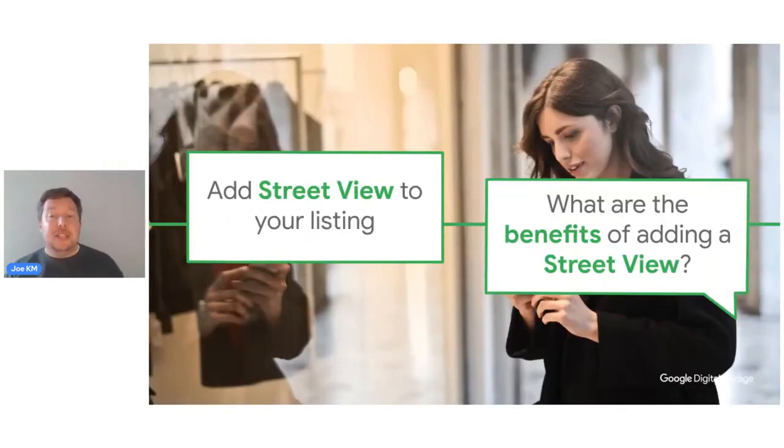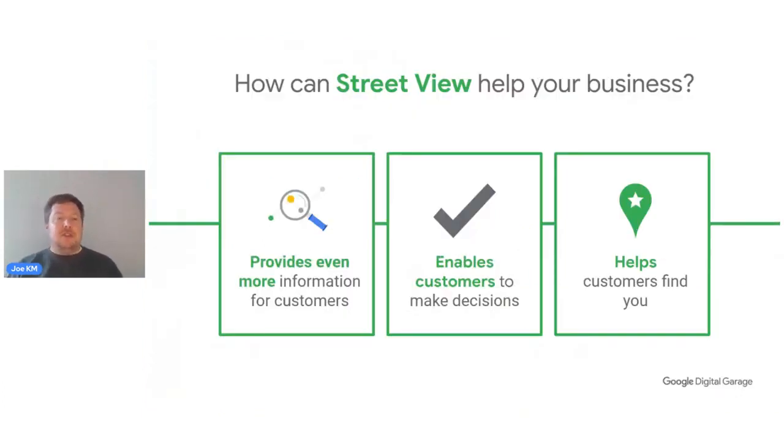Add Street View to your listing. So what are the benefits of adding Street View? It provides even more information for the customers. So if you literally just go to Google, how can I add Street View Tour to my Google My Business listing? It will tell you. You can pay people to do it and you can do it yourself. But now people can walk around your location and literally go, I want to stand over there and have a look around.